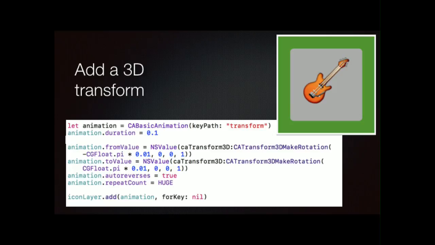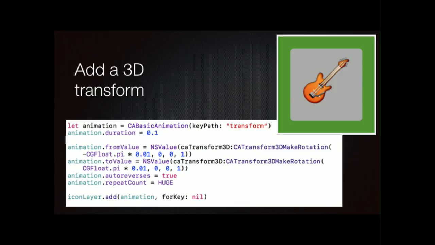Now we're going to add a 3D transform to what we've already got. Okay? We're going to create a CA basic animation. A CA basic animation just means I'm going to modify a property with the key path that you've given me. Nothing more than that. We'll set it to be a tenth of a second long animation. And we're going to have it animate from a 3D rotation to another 3D rotation.